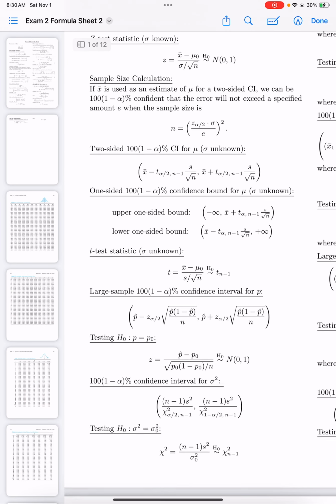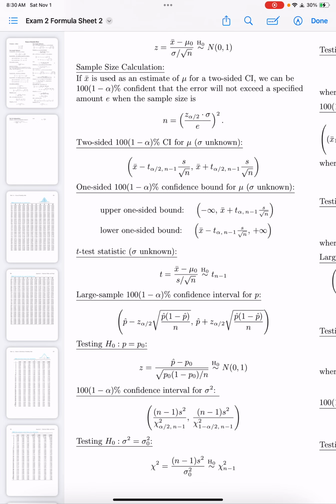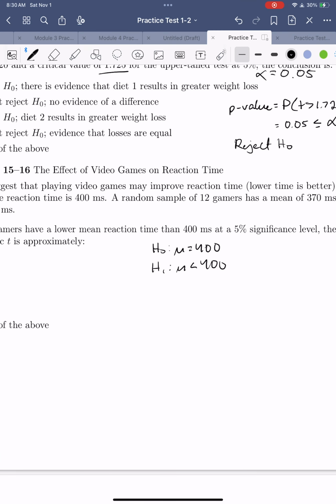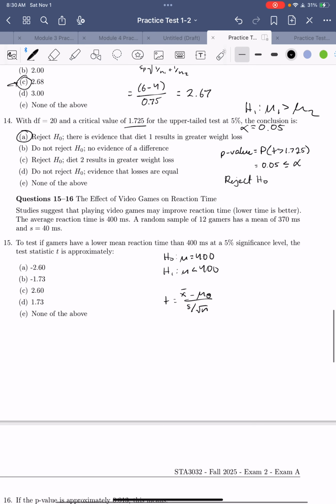And now we can look for our t-statistic. Since they don't give us the standard deviation for our population, we can use this t-statistic formula over here. So t is equal to x bar minus mu 0 divided by s divided by square root of n. And so we can look at these values in our problem. We have this is n, this is our x bar, and this is our s. And so we can plug all of that in.